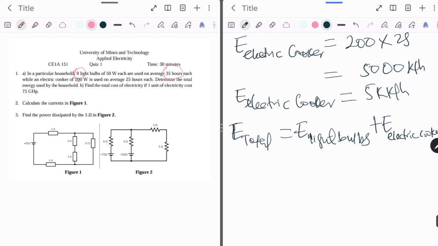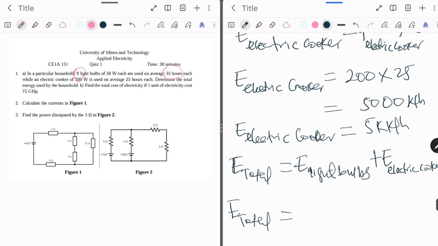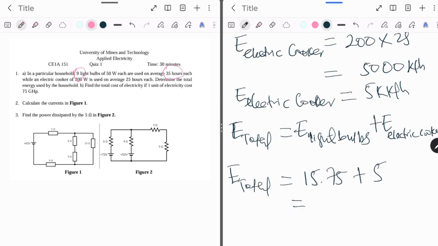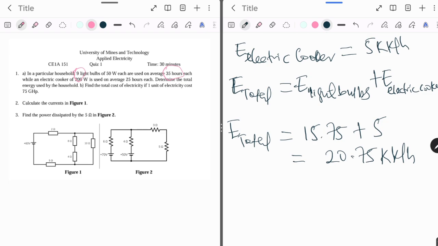So this will give us the total energy equal to 15.75 plus 5, which will give us 20.75 kilowatt hours. So this is for 1A. Now let's go to 1B.